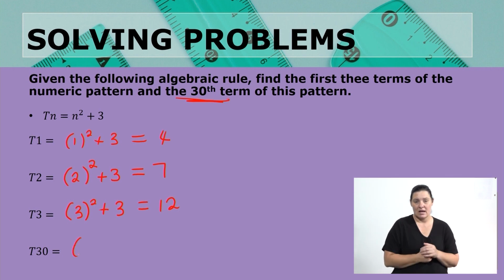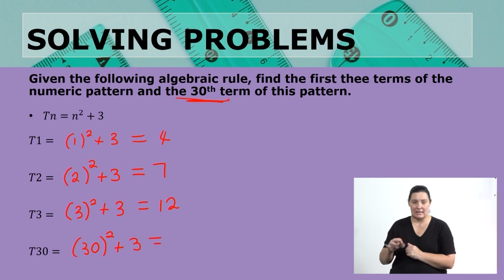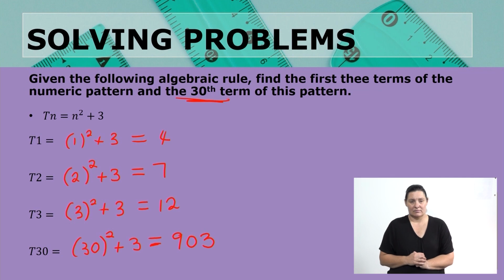And lastly, now we are looking at the 30th term. So we are going to take 30, we're going to square it, and then we are going to add 3. So 30 squared is 900. And when we add 3 to that, that means our answer is going to be 903.